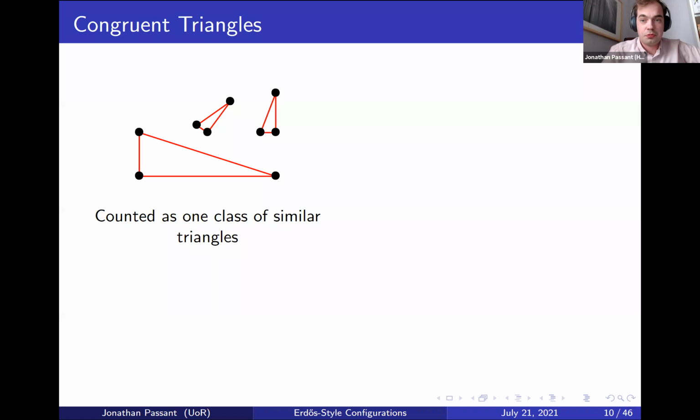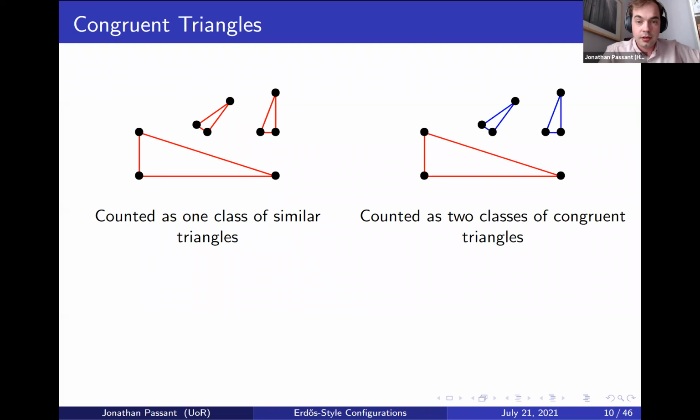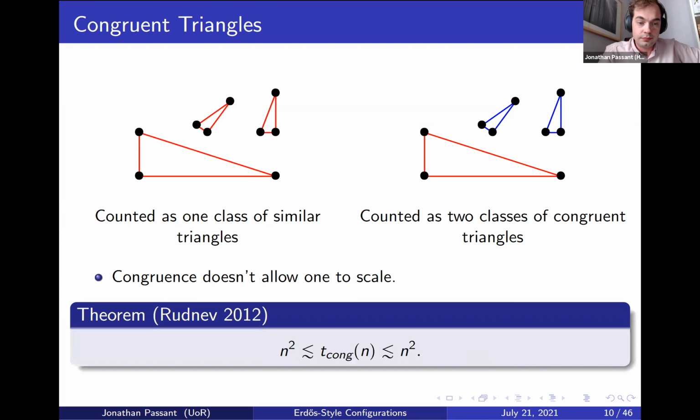Okay, and so the question was originally asked about similar triangles, but one can ask it about congruent triangles. So we're stopping this kind of scaling that can happen, and you would expect maybe the result to be significantly better, because you're getting many more objects. There's a theorem of Rudnev that says you can remove this log from it, and so scaling really only costs you a logarithm in the bound.